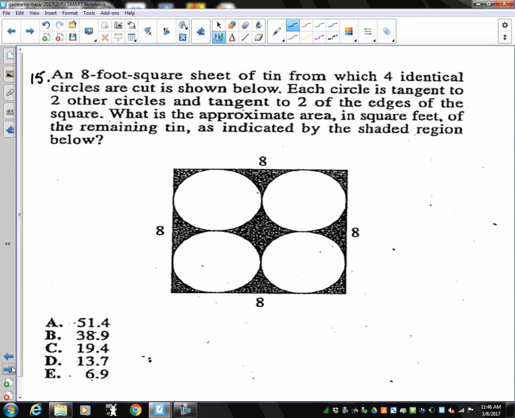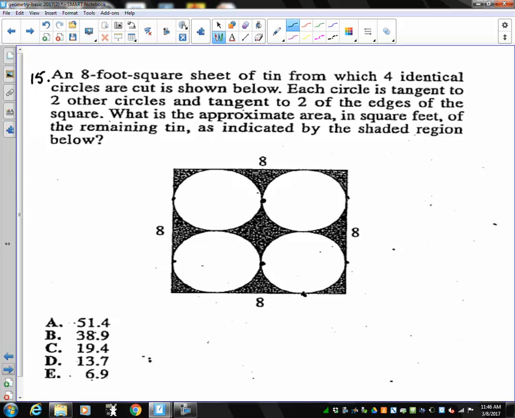Okay, on number 15, very similar problem. We have an 8-foot square sheet of tin in which 4 identical circles are cut, as is shown below. Each circle is tangent to 2 other circles and tangent to 2 edges of the square. So what that means, again, is when we're tangent, we're only touching at one point. So in other words, anything here is not overlapping. Now, it says, what is the approximate area in square feet of the remaining tin as indicated by the shaded region? So it's another shaded region problem.